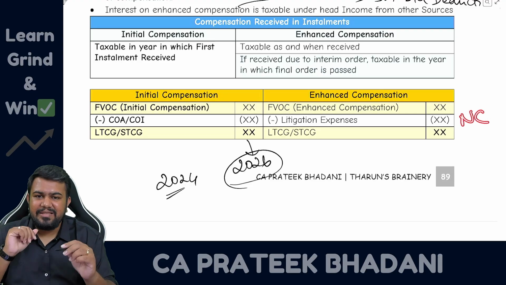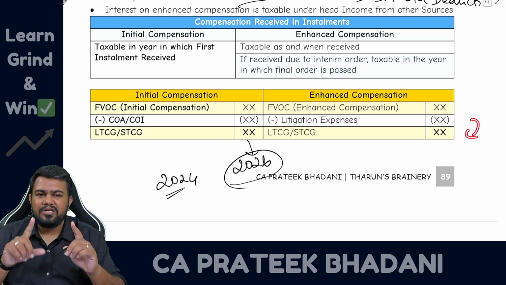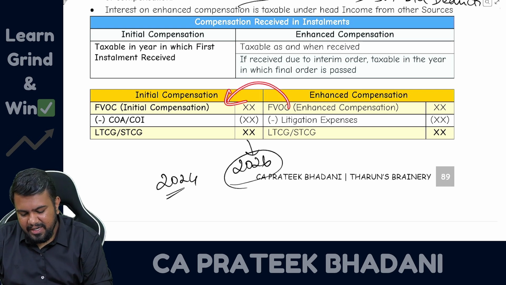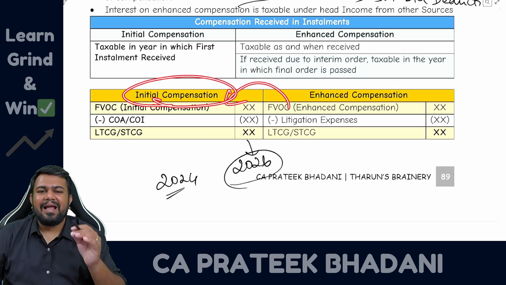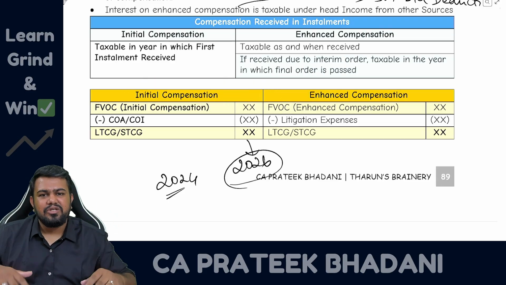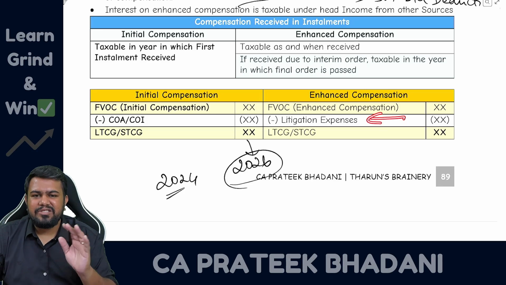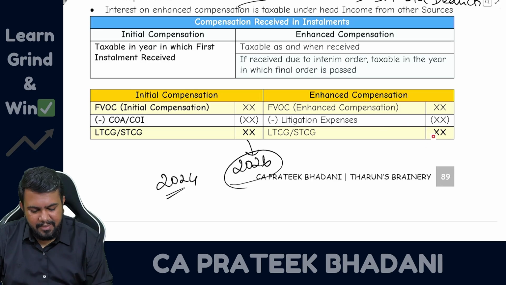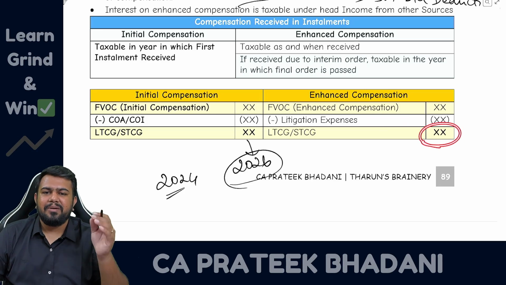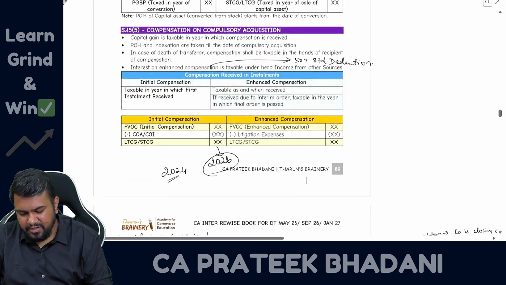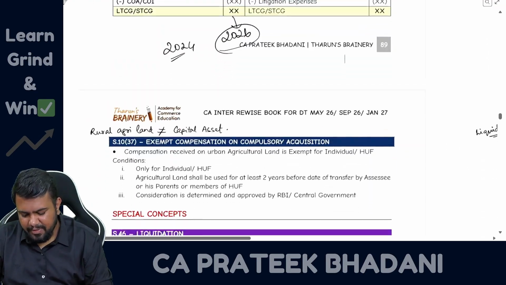But from the net consideration, can you reduce any cost of acquisition? Answer is no, because cost of acquisition you already would have reduced while finding the capital gain on initial compensation. So once again you cannot reduce it. That is why you can only reduce the transfer expense, and whatever amount will be coming will be long term or short term capital gain or capital loss, as the case may be. Fine. So this was about compensation on compulsory acquisition.